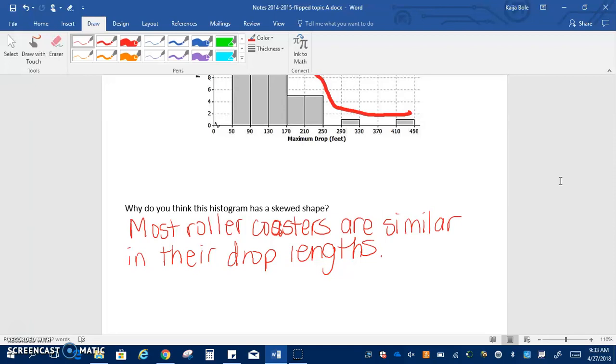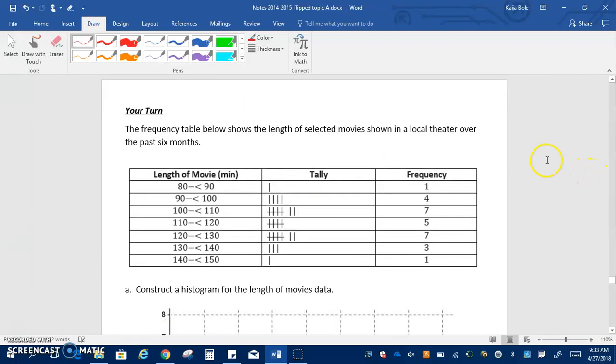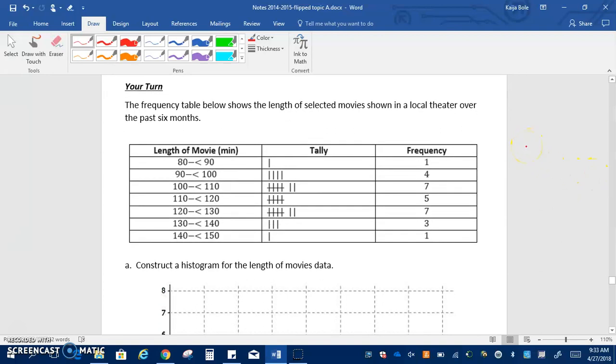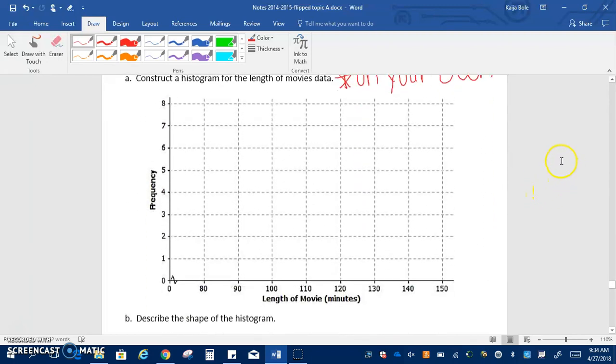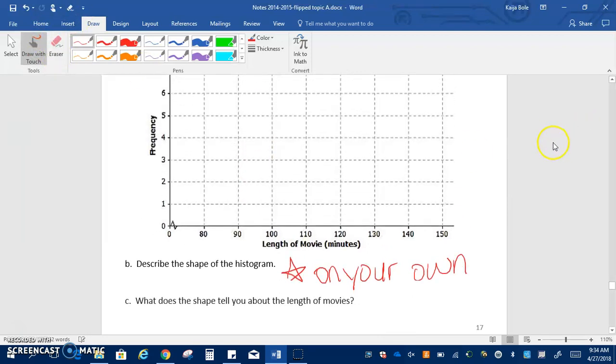Alright, so what I want you to do on the last page of this section here, they gave you the frequency table. I want you to make the histogram on your own, so go ahead and fill that in so we can talk about it in class tomorrow, and then answer these 2 questions down at the bottom as well. You're pretty much going to finish this page on your own, look back at your notes if you need to, and then we will go over it in class together.